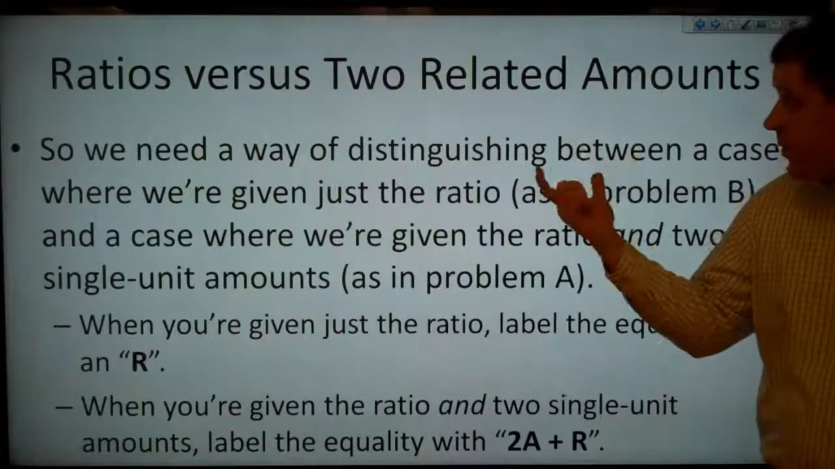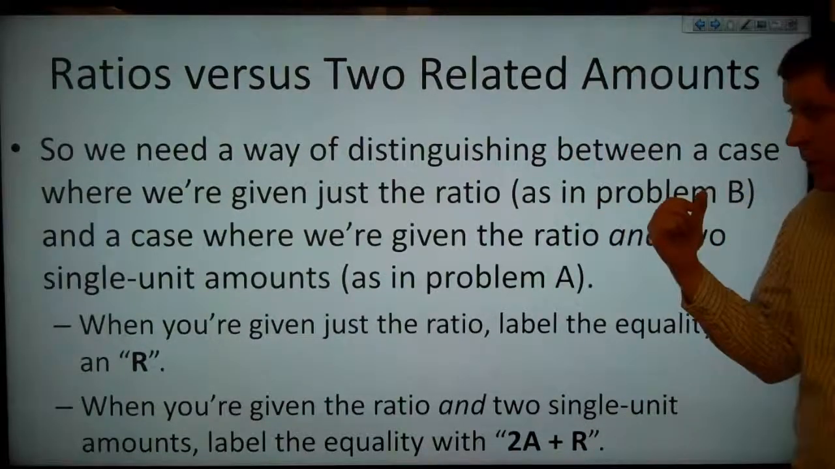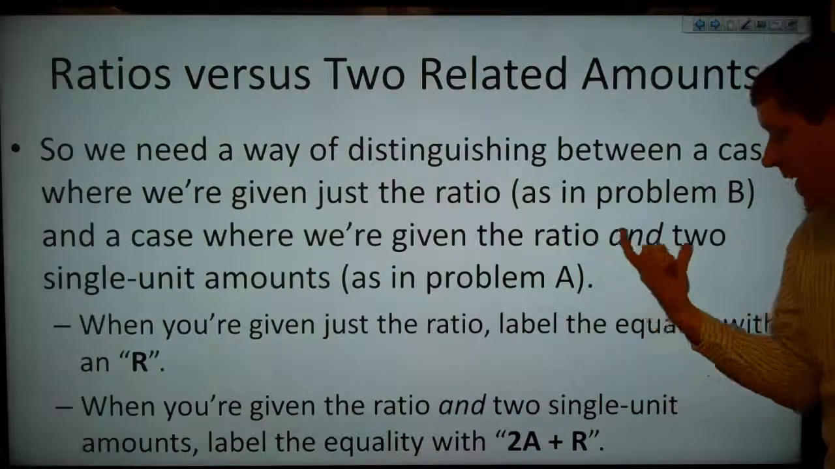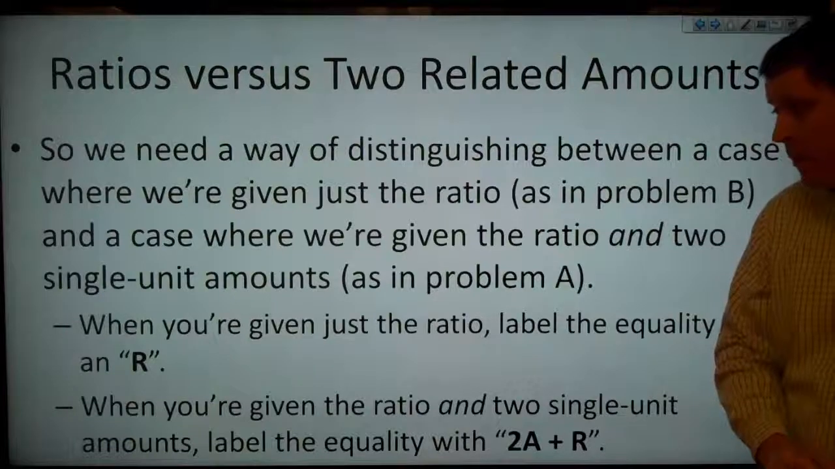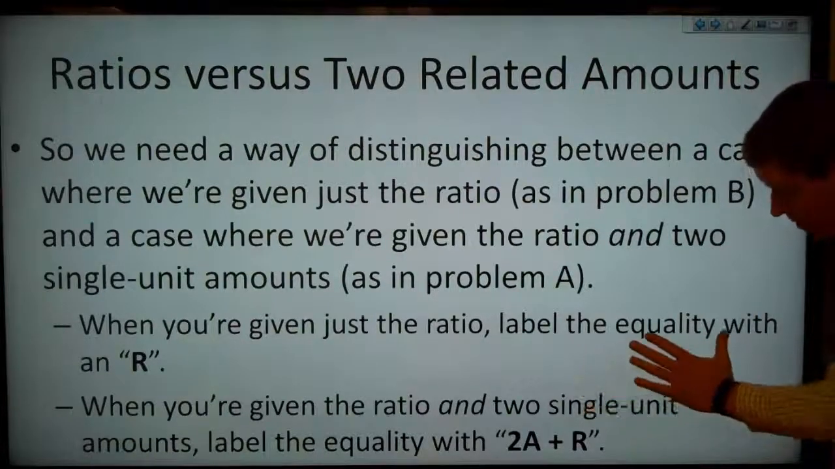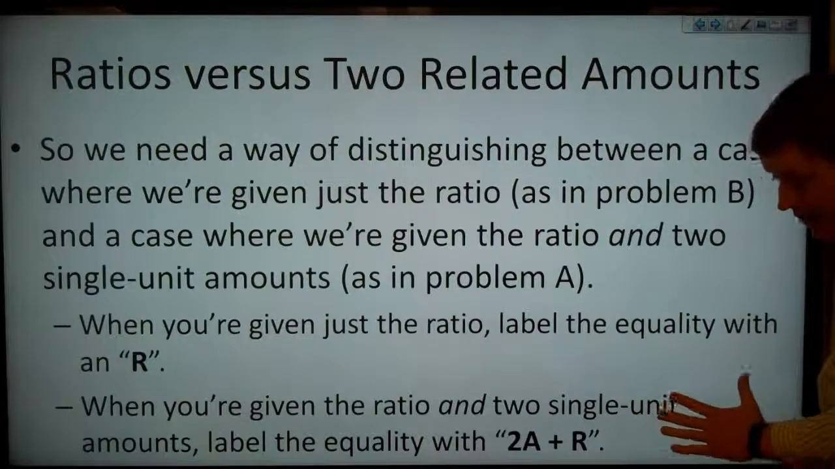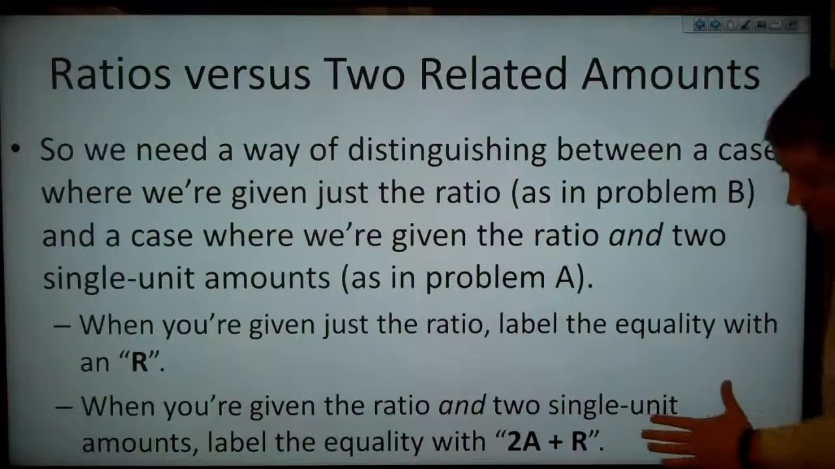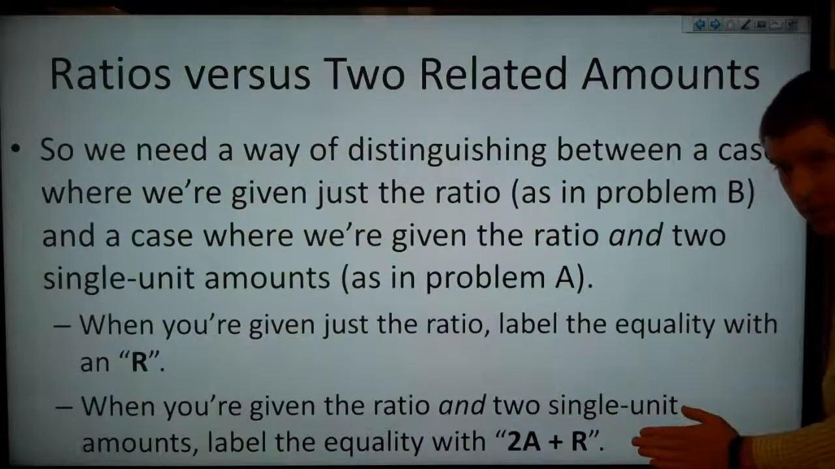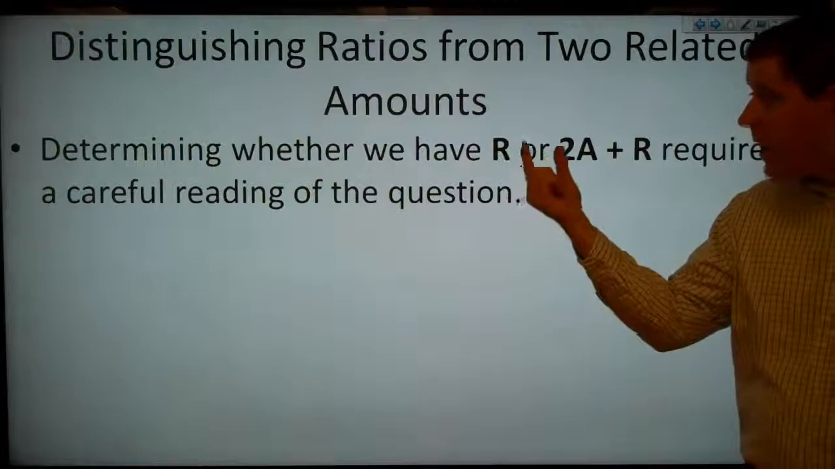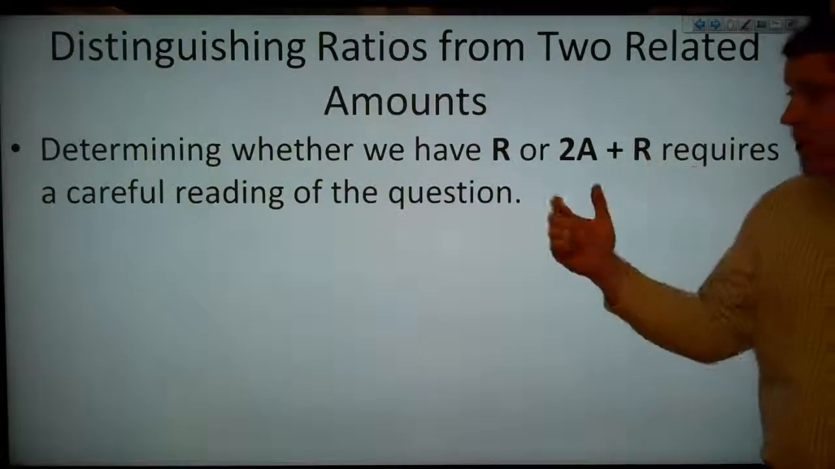So we need a way of distinguishing between a case where we're given just the ratio, as in problem B, and a case where we're given the ratio and 2 single unit amounts, as in problem A. So when you're given just the ratio, label the equality with an R. And when you're given the ratio and 2 single unit amounts, then label that equality 2A plus R for 2 amounts plus ratio.